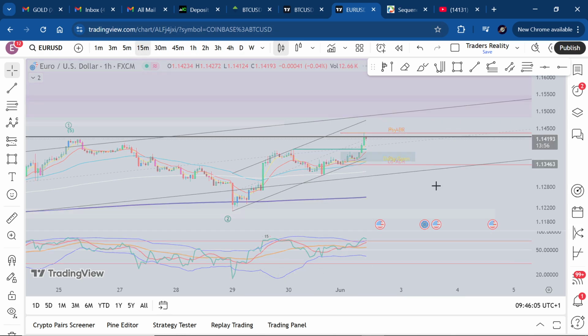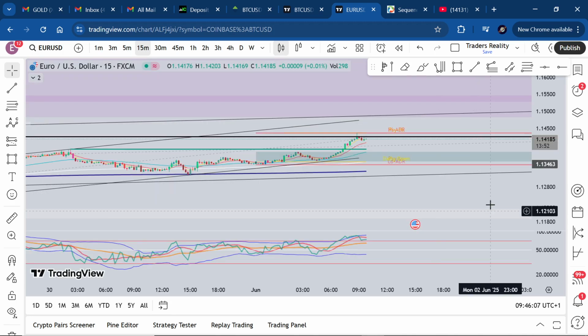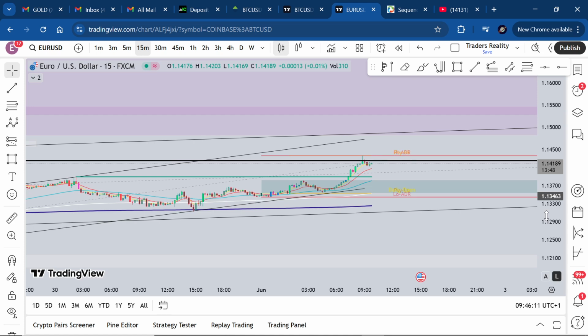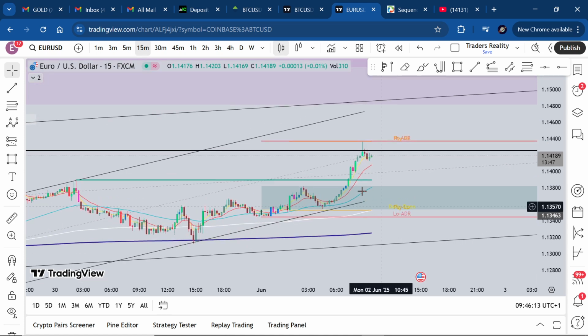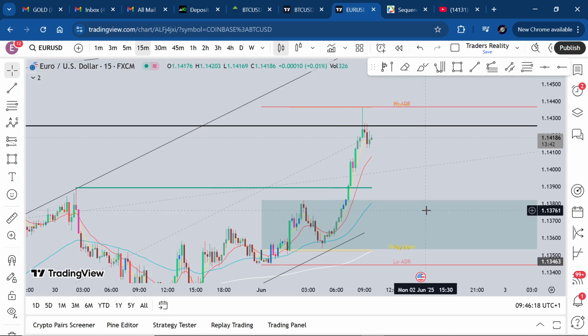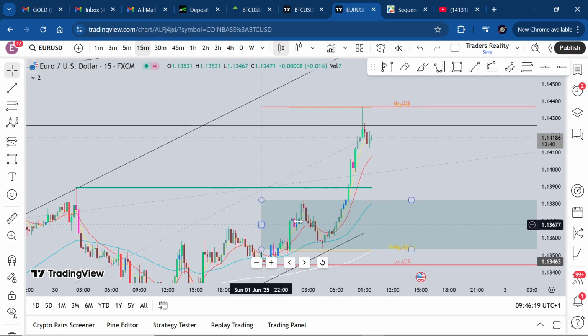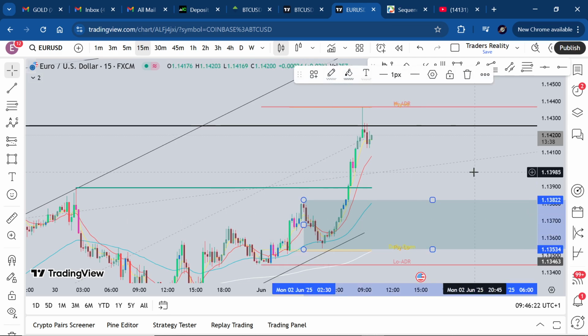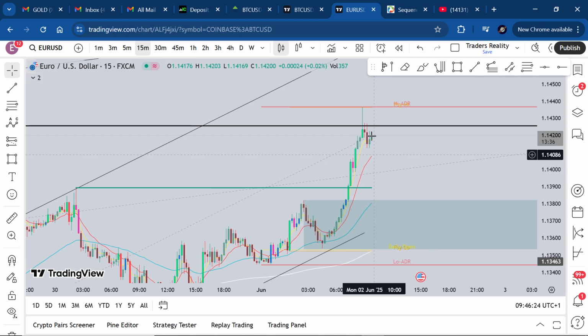We'll go down to the 15. I'm looking for the 50 EMA to potentially be hit on the 15-minute time frame. If we can do that, that would be a great buy for me, which again you can see now lines up with the top of our buy box. This 50 EMA.